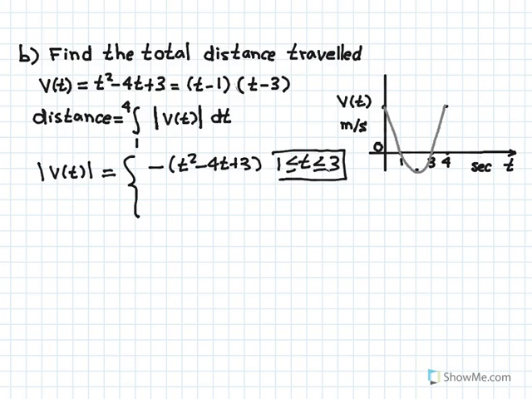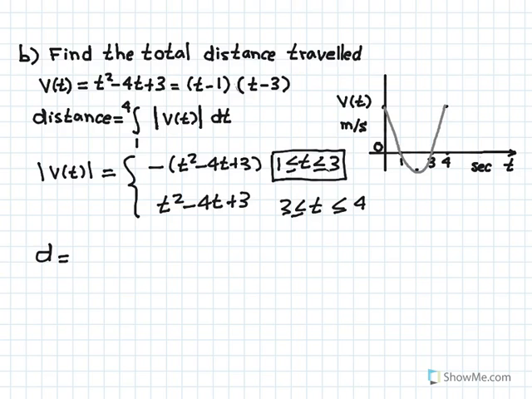Why is that? Why are we putting a negative in front of the velocity? The reason is because we want to simulate the effect of the absolute value. So in a time interval between 1 and 3, the velocity function dips below the horizontal time axis, so we have to put a negative in the front. And when time is between 4 and 3, the absolute value of v of t is just going to be itself t squared minus 4t plus 3. All right, now we can do the integration.